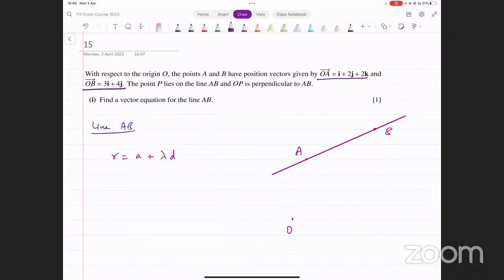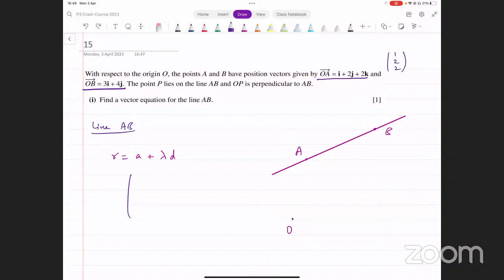Now you could input any one of these 2 points here, A and B, they both lie on the line. So you could use any one of those 2 points in place of A here. If you use OA, for instance, what is that going to be? i plus 2j plus 2k. If you write this in vector form, it's 1 2 2. What about the other one?